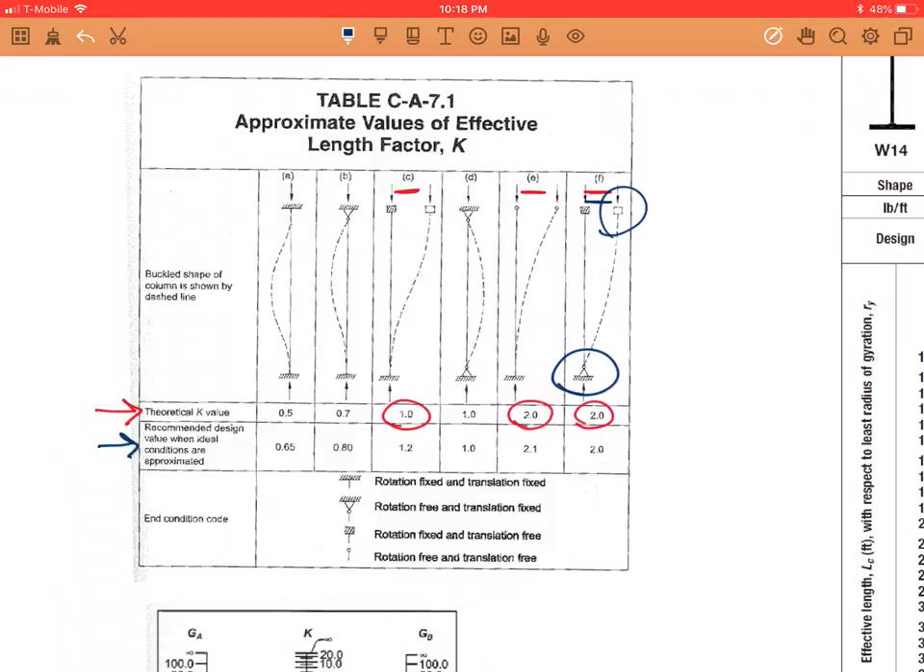So we would also talk about how, for case C, for example, when we have idealized the end conditions, the theoretical K value is 1.0, but the recommended design value is 1.2. Similarly for case E, the theoretical K value is 2.0, but the recommended value is 2.1. And then if we come back to case F again, 2.0 for the theoretical, but also 2.0 for the recommended design value. And we would have some conversation about why that is for these different types of cases and the different types of supports.